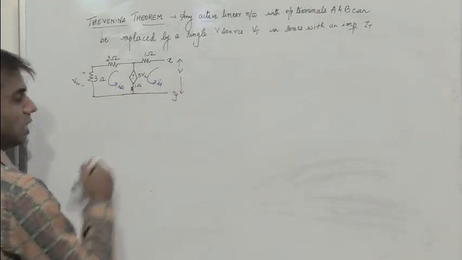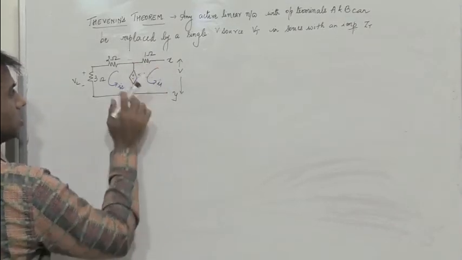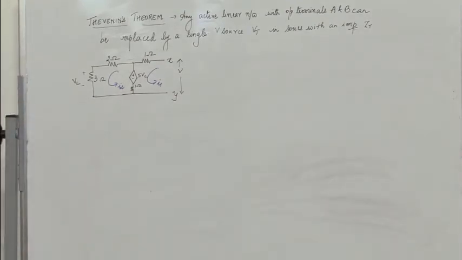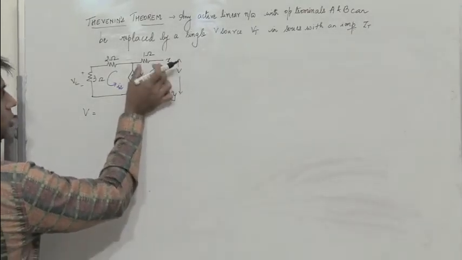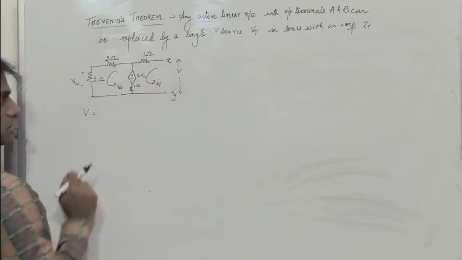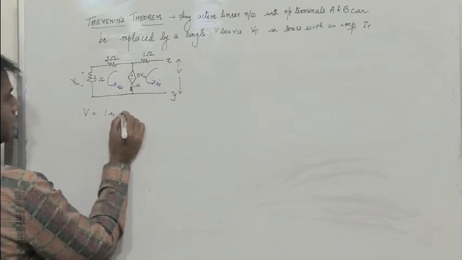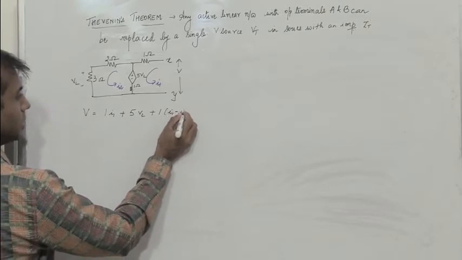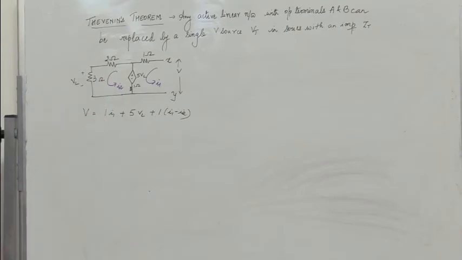The total voltage V is the drop across 1 ohm plus the drop across the dependent voltage source plus the drop across the 1 ohm resistor. So the total voltage V here in this loop is the drop across 1 ohm plus the drop across the dependent voltage source plus the drop across this 1 ohm resistor. So V equals 1 into I1 plus 5 into VL plus 1 into I1 minus I2. So the current flowing here is I1 minus I2, that is, I2 is flowing in the opposite direction.